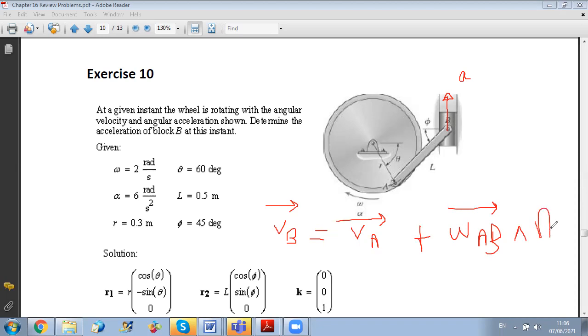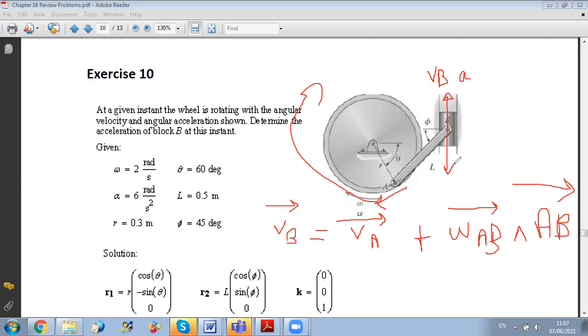It will allow me to find two unknowns. What are the two unknowns? If I write this relation here, for B, I just know that it's translating in the slot. So I can say that VB and AB should be along this line. Now I can do some analysis to know if B is going up or down. Because look, if the disk is rotating like this, clockwise, A is going downward. So if I do a small analysis, I will know that B will go down.